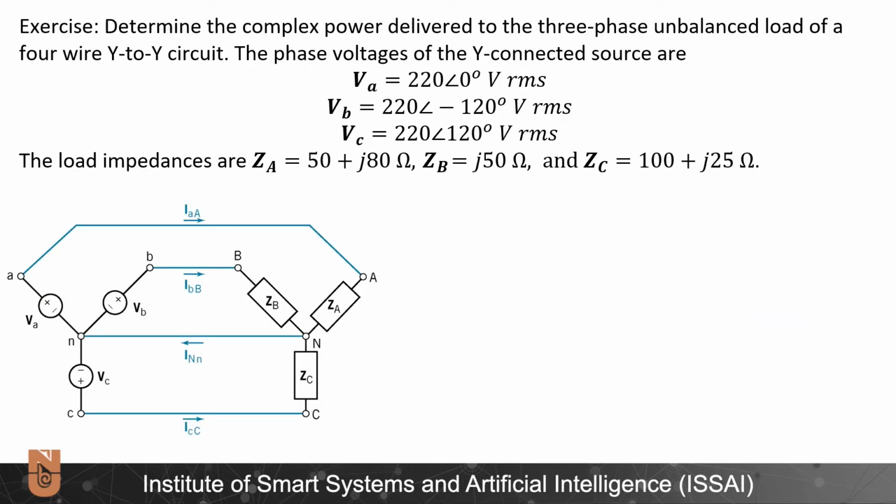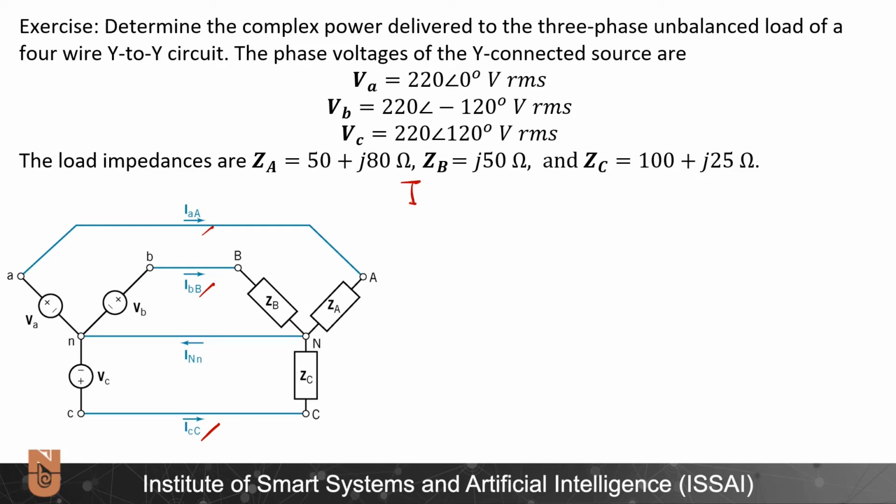Alright, in this question, we need to determine the complex power delivered to the three-phase unbalanced load. This is the important keyword. So basically, ZA, ZB, and ZC are different. Unbalanced load of a 4-wire Y-to-Y circuit. The phase voltages are given here as RMS values, and the load impedances are given as ZA, ZB, and ZC. I will start solving this question by finding the phase currents IAA, IBB, and ICC.